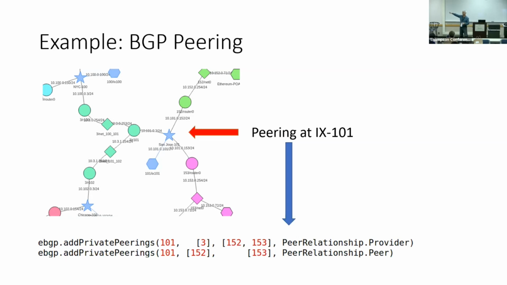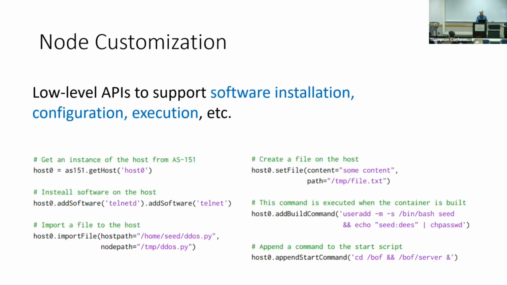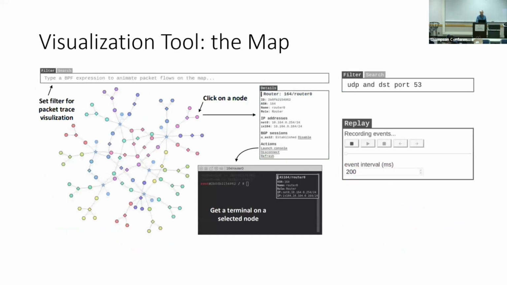And so we have to implement some of them, not all of them, but we can implement all the complicated business situations. And some researchers told me they want to customize their node. Then we said, okay, we just implement some low-level API, so you can customize individual nodes, install software, configuration, everything you want. We also have a visualization.